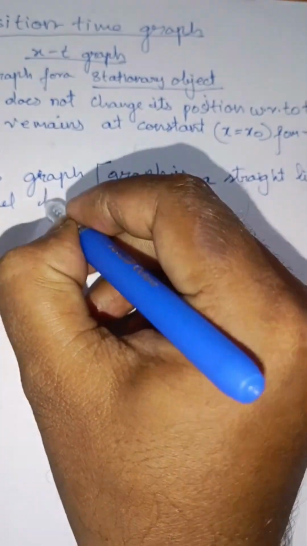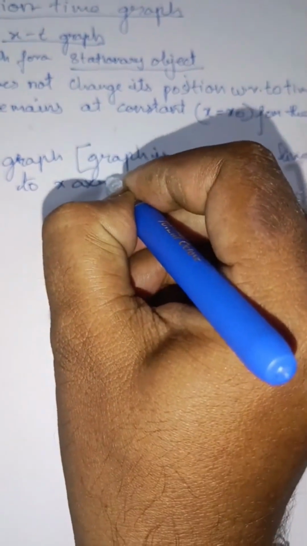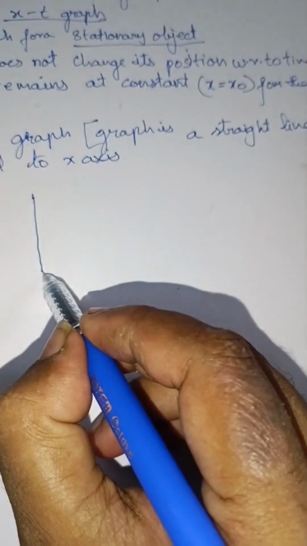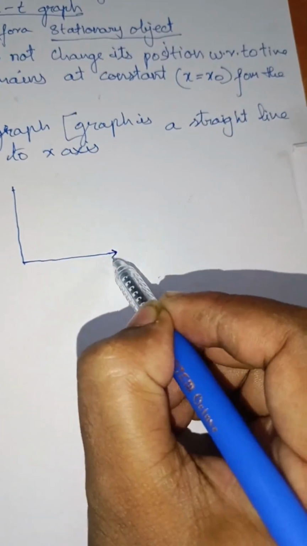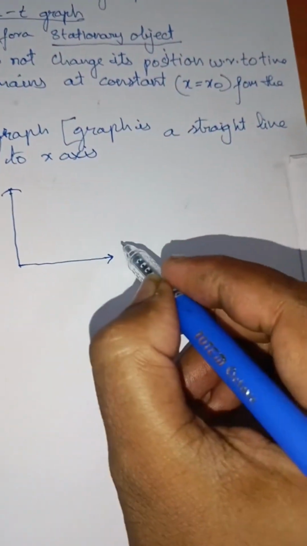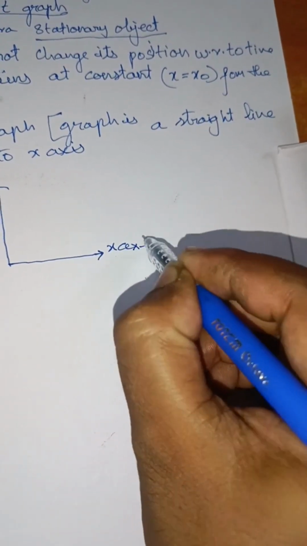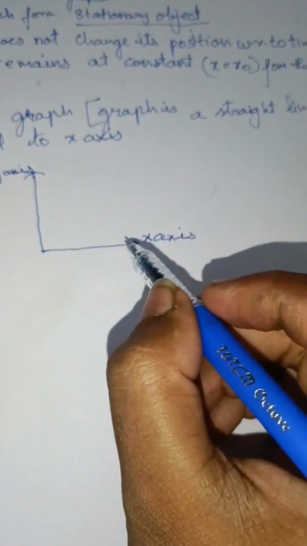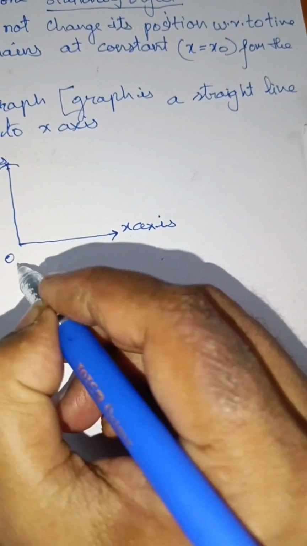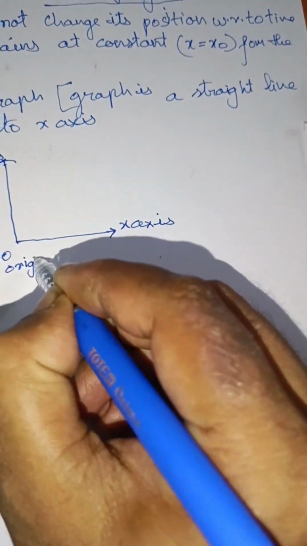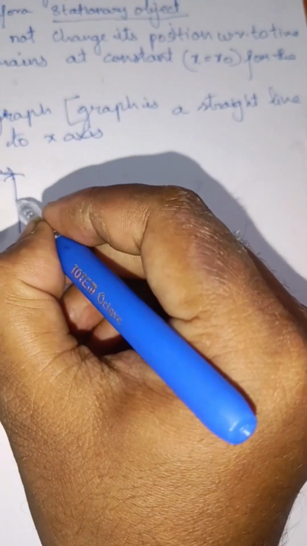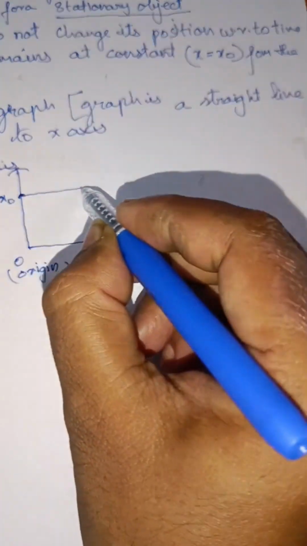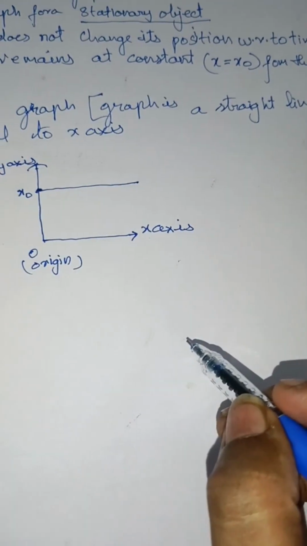Sir, how can we define that it is parallel to the x-axis? Let us draw the graph and try to understand. This is my x-axis, this is my y-axis. In these axes, I'll consider this point my O, the origin point. An object is placed at this point, that is x naught. So the line is parallel to the time axis. I hope that is very clear.